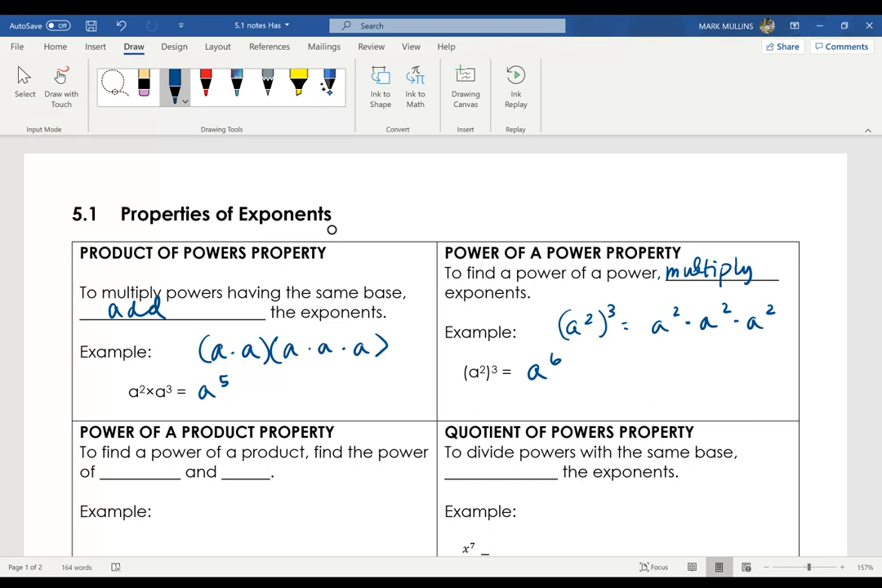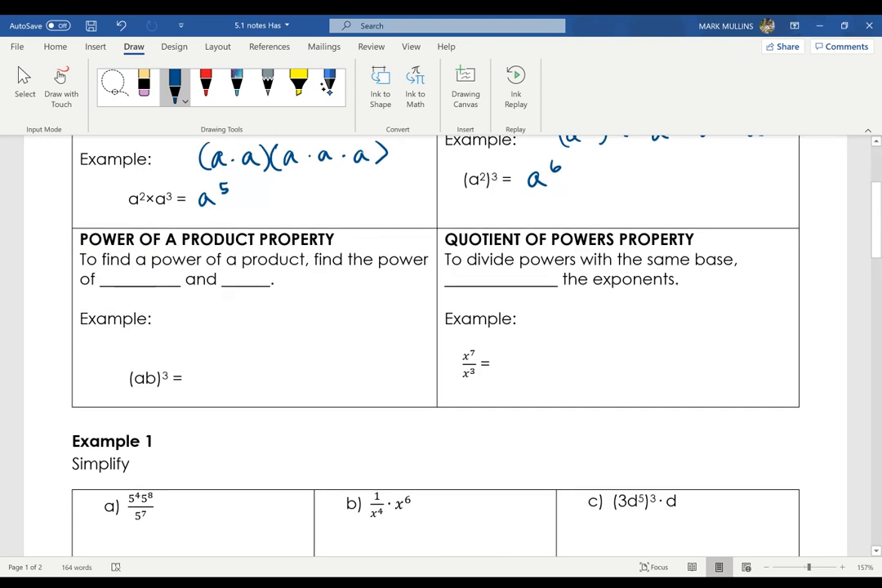For the next one, it says to find a power of a product. In this case, I have both a and b in my parentheses. So basically, I am distributing here. I can distribute exponents over multiplication and division. So my answer would be a cubed, b cubed.